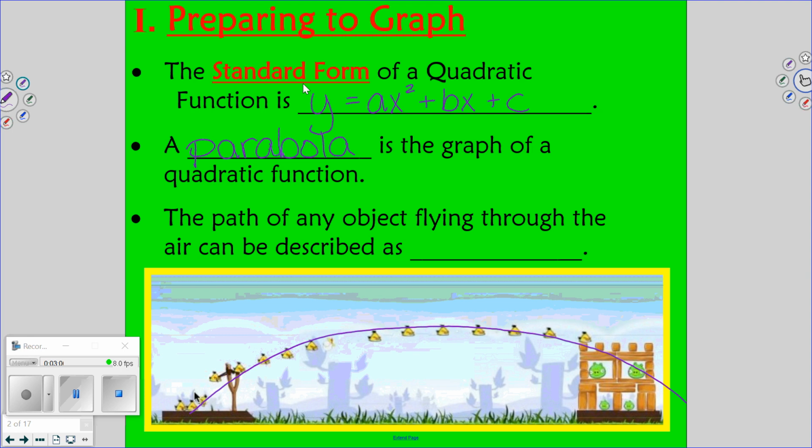That is quadratic. So the path of any object flying through the air can be described as parabolic. That's technically what it's called. But anything can be described as being a parabola shape.